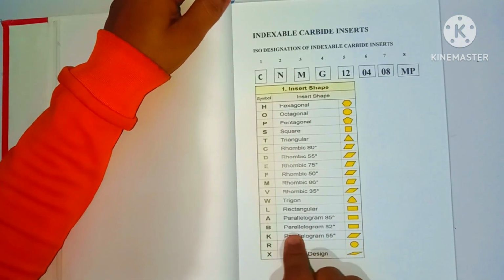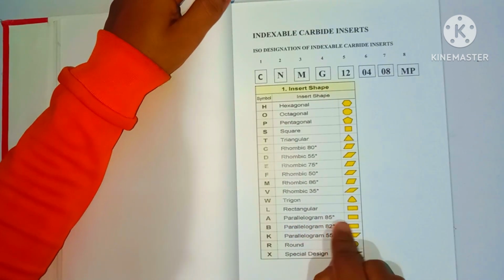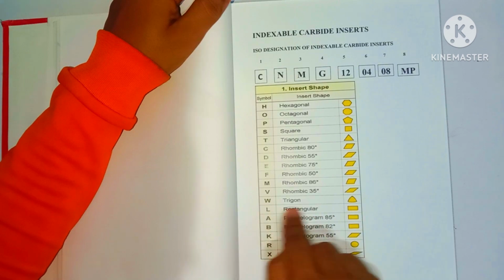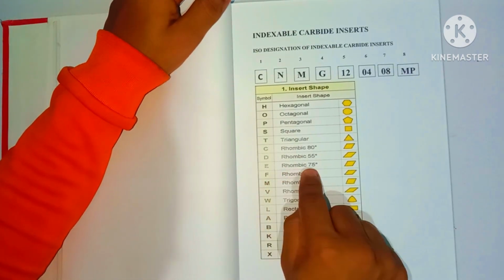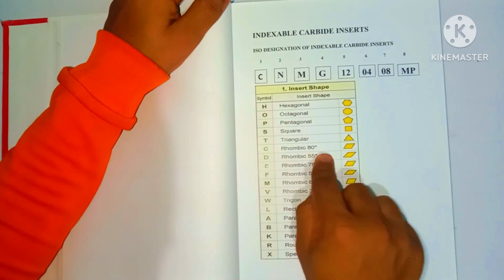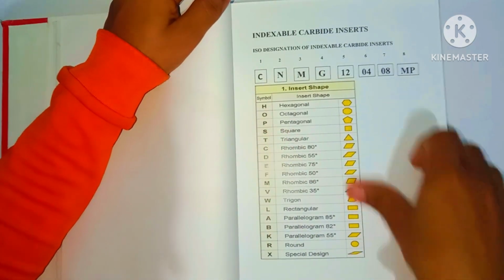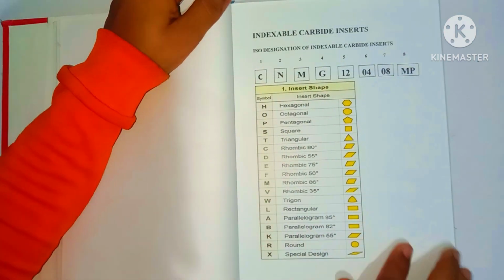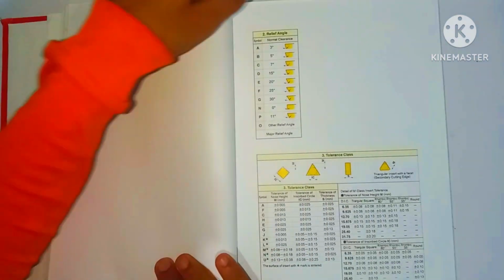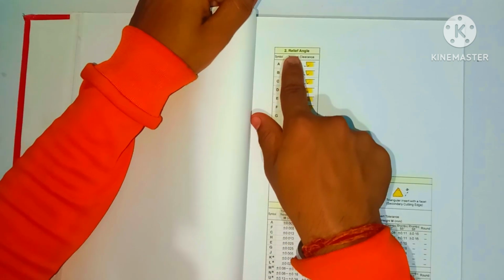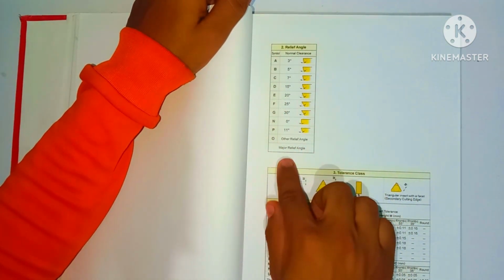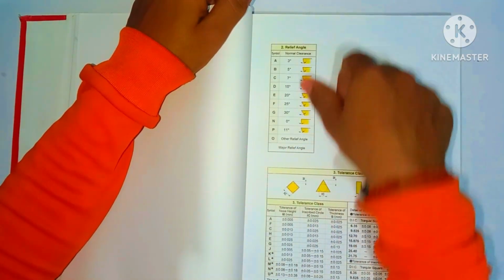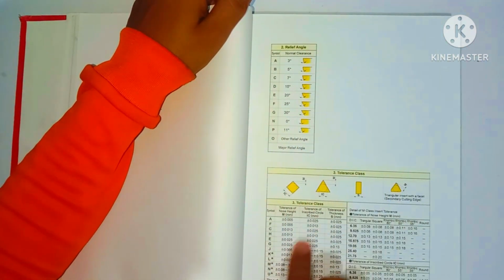For the round: parallelogram 85 degree, parallelogram 80 degree, parallelogram 55 degree, trigon, triangular, rhombic 35 degree, rhombic 86 degree, rhombic 50 degree, rhombic 75 degree, rhombic 55 degree, rhombic 80 degree, triangular, square. This is a shape diagram. Relief angle. These are the angles 3, 5, 7, 15, 20, 25, 30, 0, 11. Other relief angles. This is the angle, normal clearance.